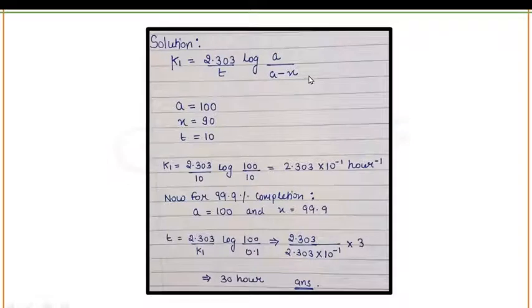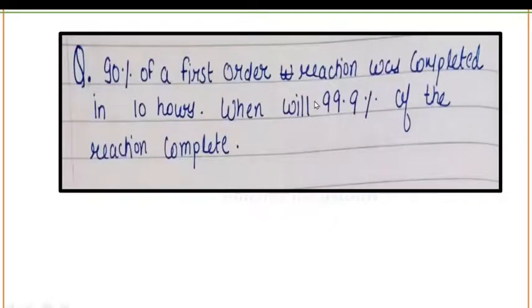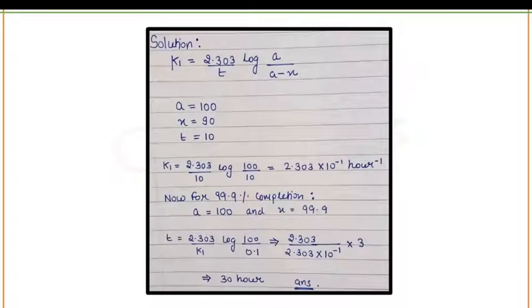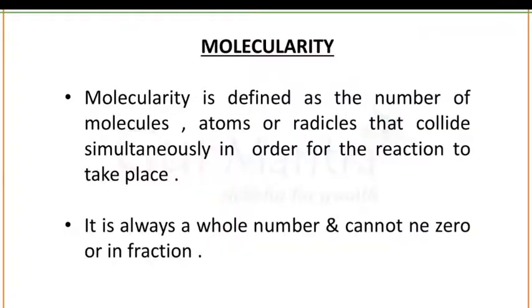So this is the method to solve questions like this. And this is a very straightforward question that can be asked in the exam. What you have to do, you have to simply do this question in 2 steps. First of all, you have to find the value of k. Then after that, you have to simply put the value of k in that formula and find the value of time. Now, the second topic, that is molecularity.